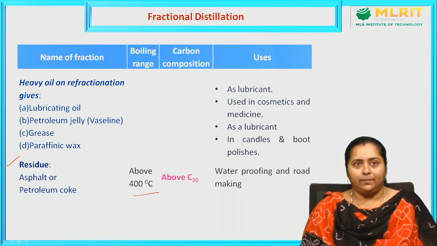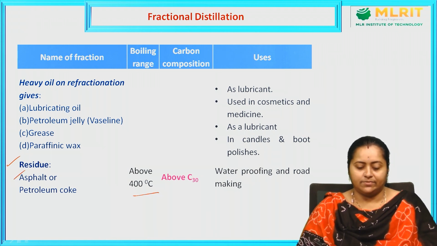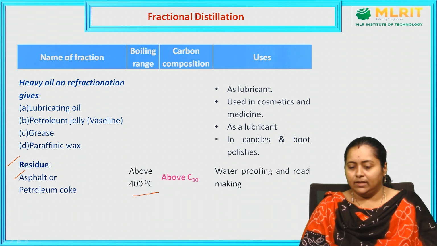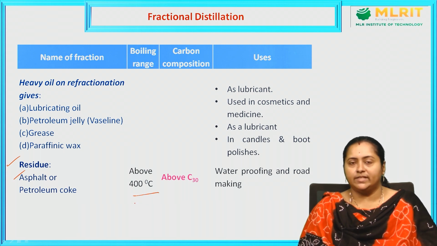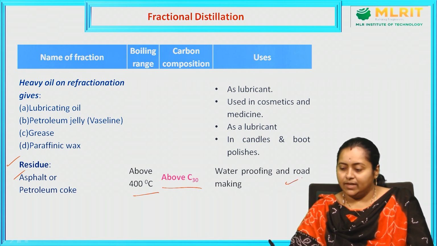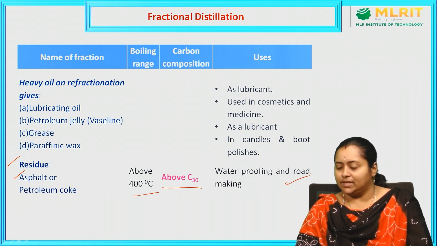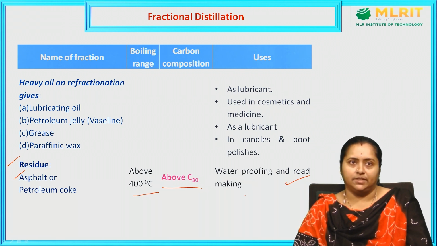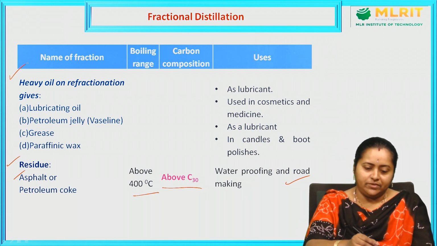So it will be present in that content as residual matter, that is what we call asphalt or petroleum coke. Its boiling range is above 400 degrees centigrade, and its carbon composition is above C30. It has applications, as I told you, for road making, and it is also useful as a waterproofing agent.